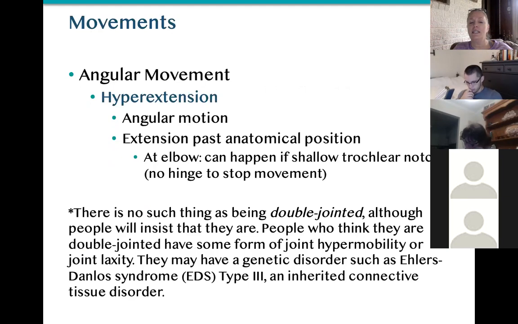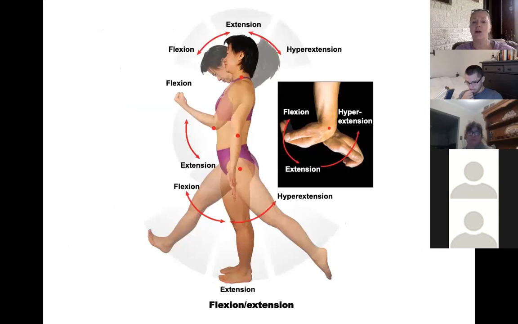Hyperextension is when you extend beyond anatomical position, okay? Beyond anatomical position. And I have this note here about how people will talk about how they're double jointed. There isn't any such thing as double jointed. It just means that they have hypermobility at their joints. And that usually means some laxity of the connective tissue. Sometimes this is due to genetic defects in the connective tissue, as in Ehlers-Danlos syndrome.